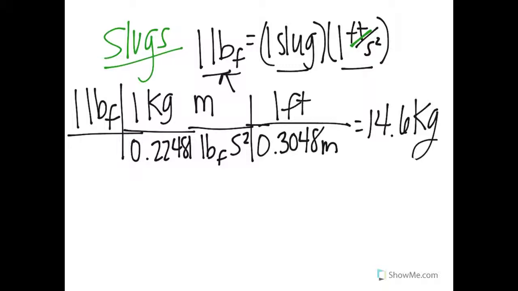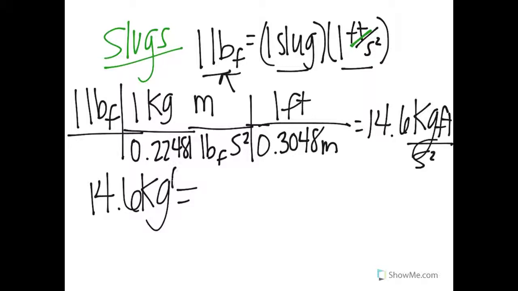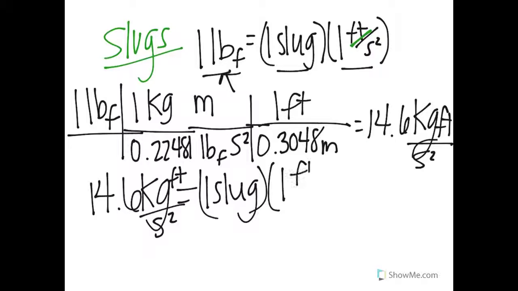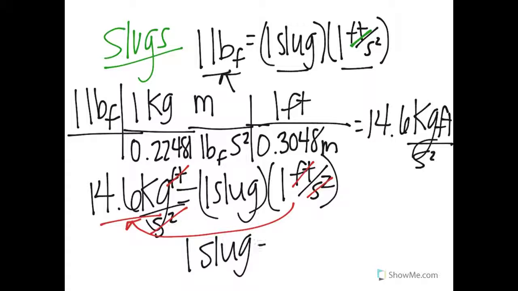Okay. Now, if we plug this back in, we have 14.6 kilograms feet per second squared. That's my pound force. And this is equal to our 1 slug times 1 foot per second squared. So now if I divide by this over here, my feet cancel, my seconds squared cancel, and I get that one slug is equal to 14.6 kilograms.